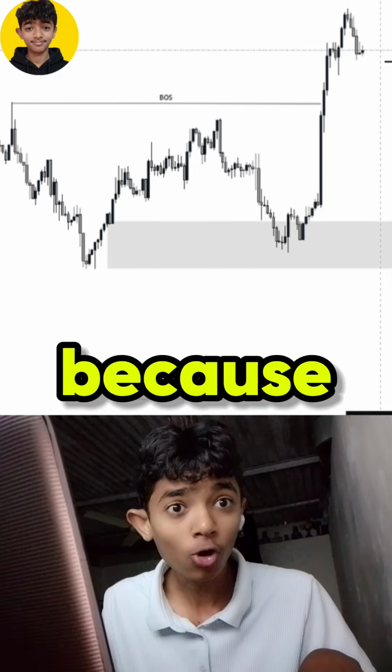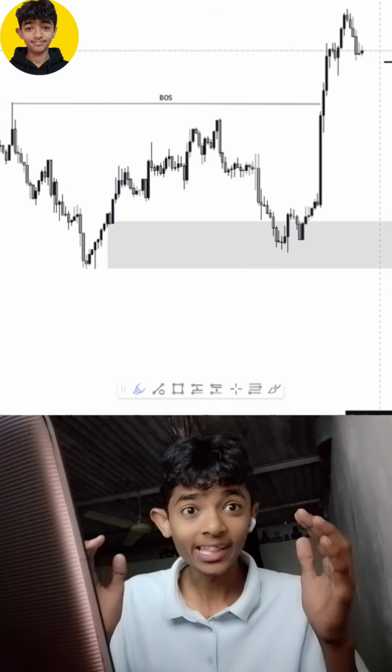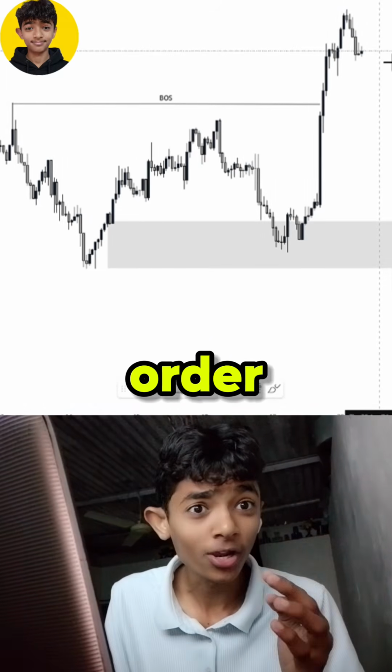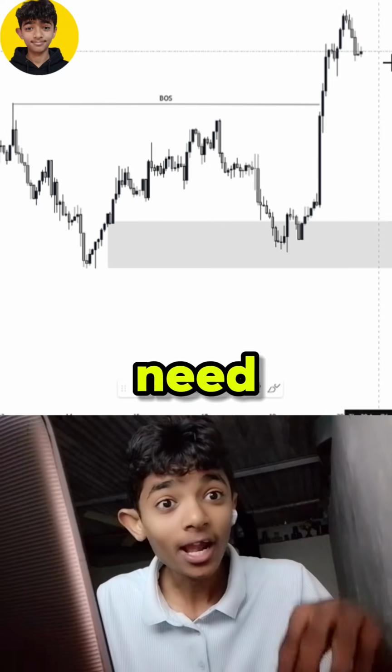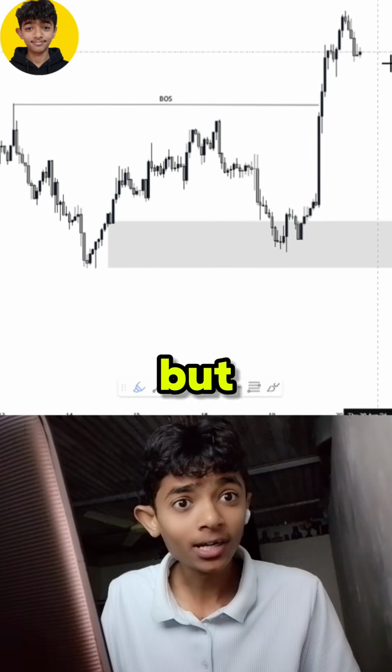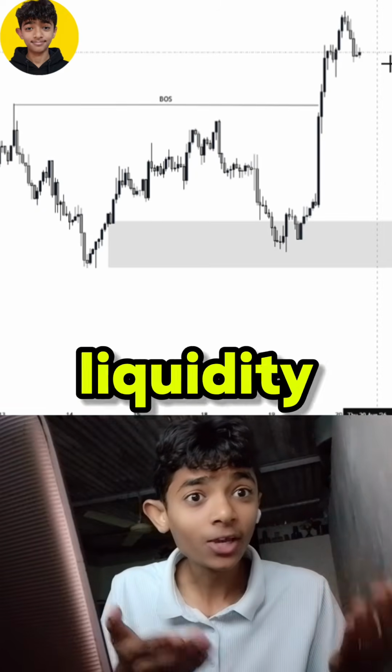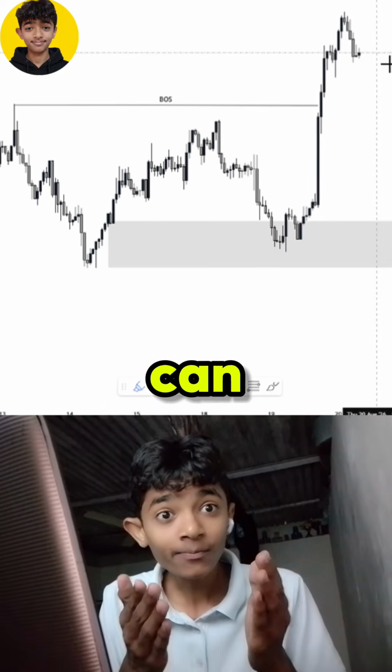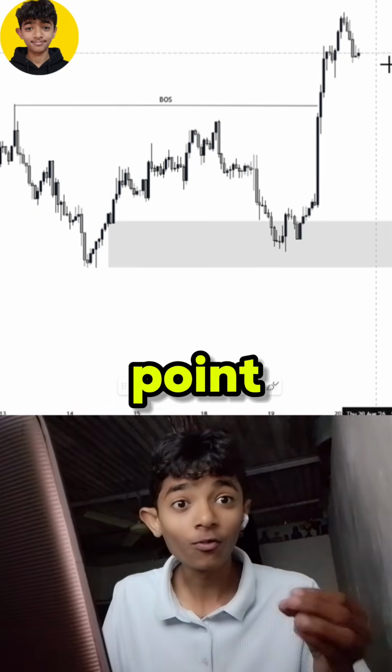fill their orders, because they have big orders and they can't be filled by just a market order or a limit order. They need liquidity to get swept before entering their order. But how do you mark it and find where liquidity is, so that you can identify liquidity before marking a point of interest?